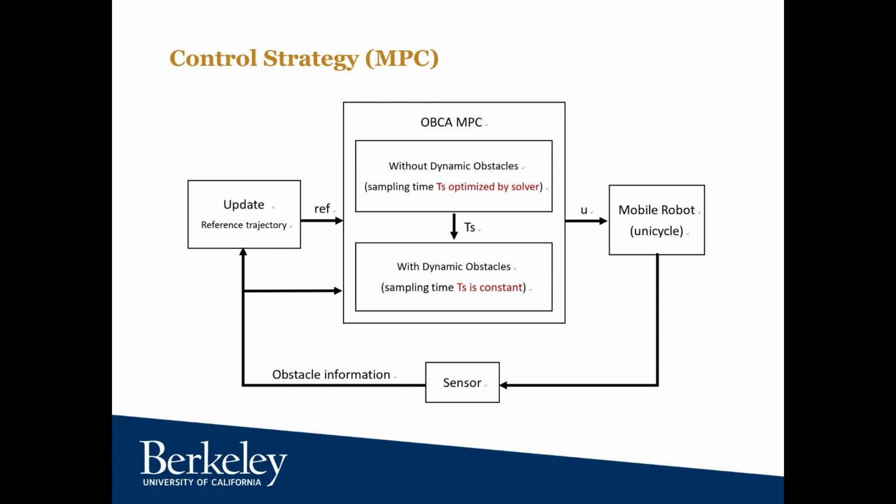Inside the MPC, there is one based on the constant sampling time, and another one that has the decision variable t. When the sensor detects the dynamic obstacles, we will use the constant sampling time OBCA-MPC. And the sampling time is given by the first type of MPC, and we will calculate all the obstacle constraints at every time step outside the MPC and give them to the second type.